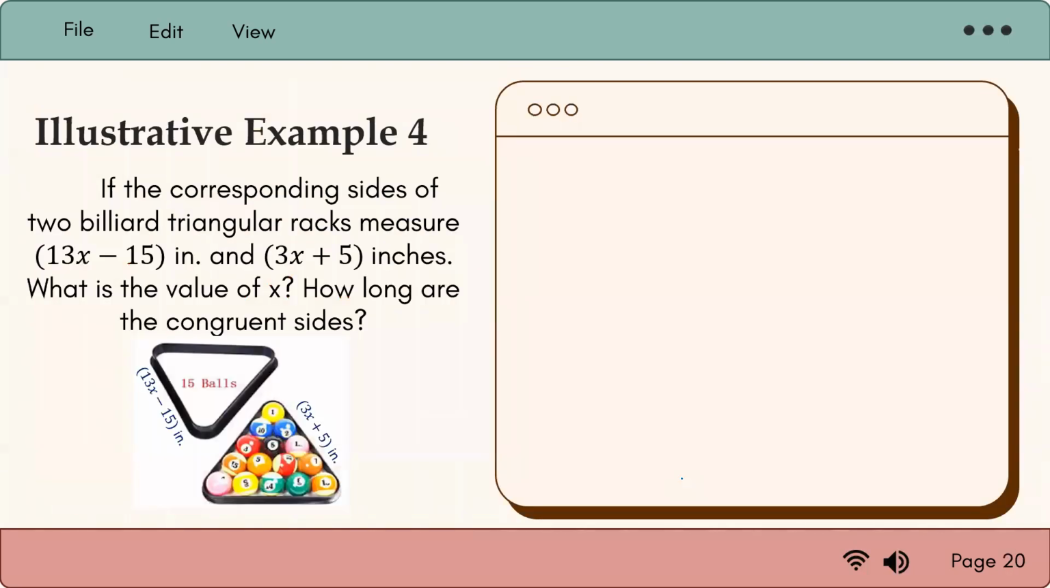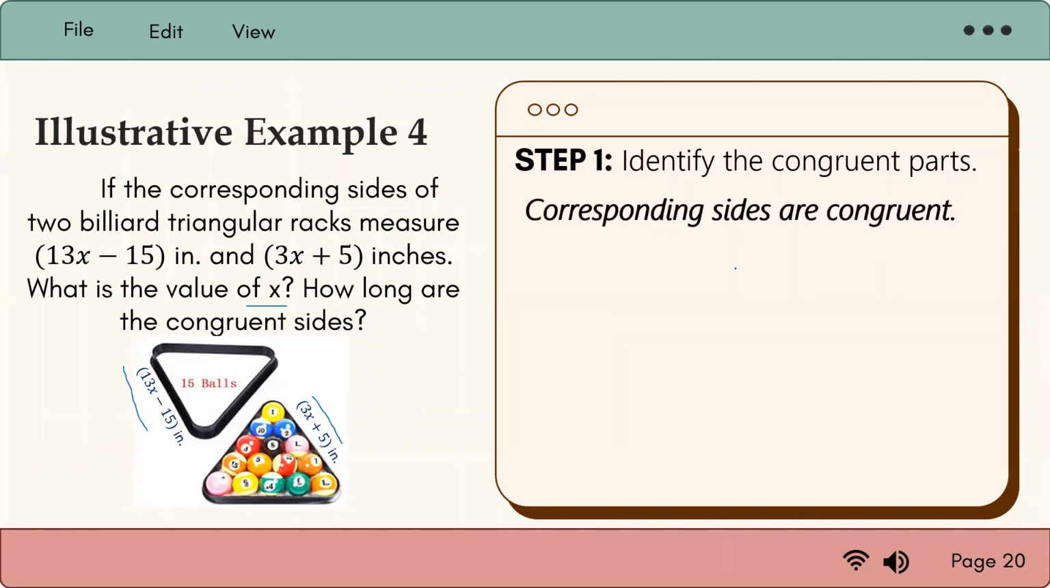So that's our last example. The corresponding sides of two billiard triangular racks measure 13x minus 15 inches and 3x plus 5 inches. What is the value of x and how long are the congruent sides? First we need to solve for x and substitute it into either one of them, or both, just to check if they're equal. We need to identify the corresponding parts. Corresponding sides are congruent, meaning we can equate them.